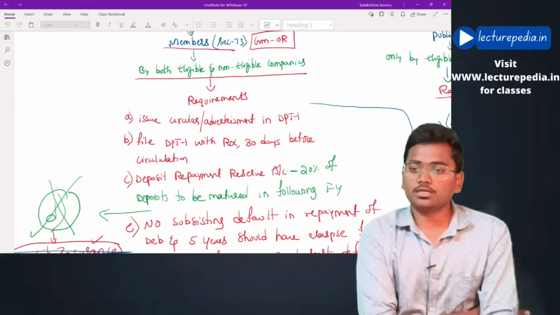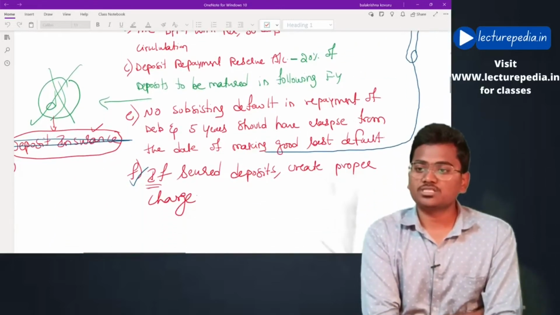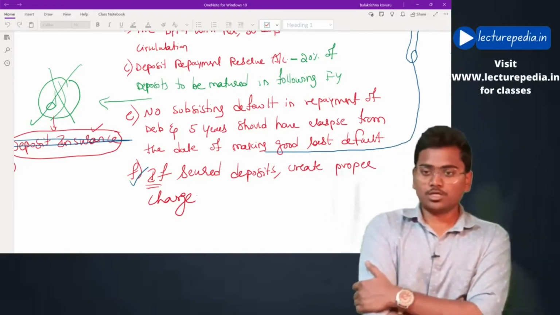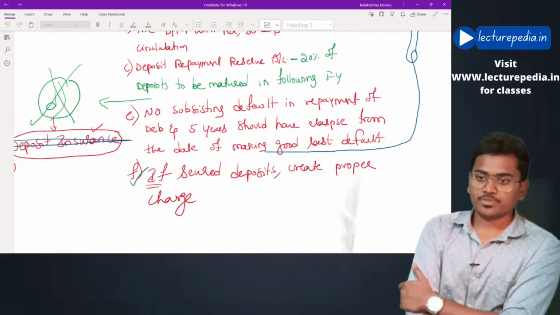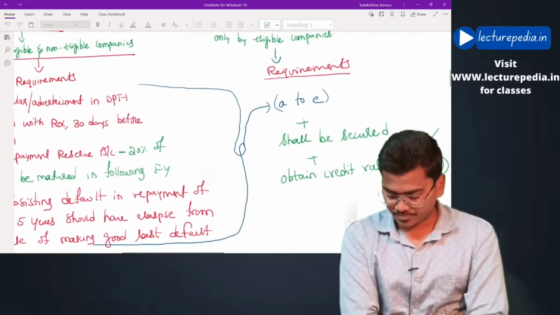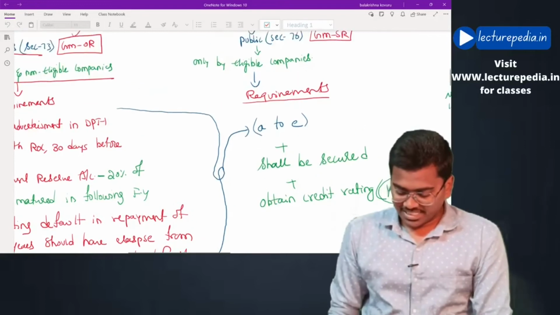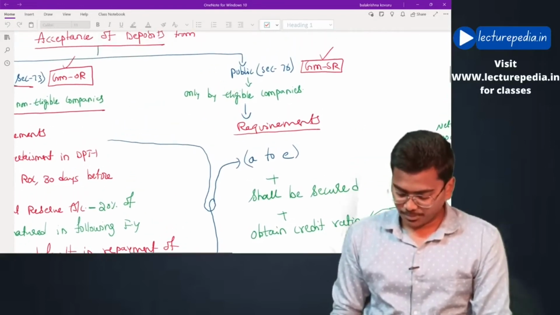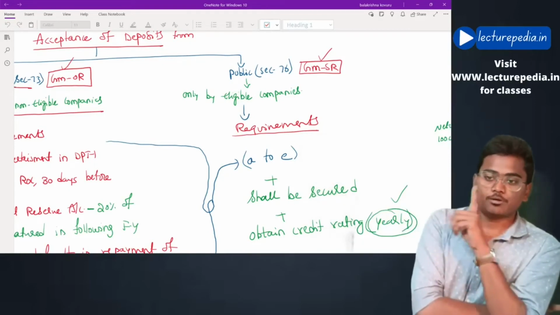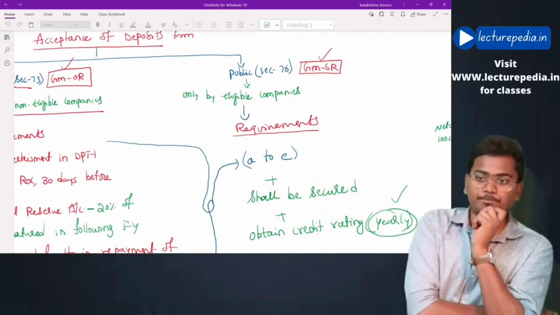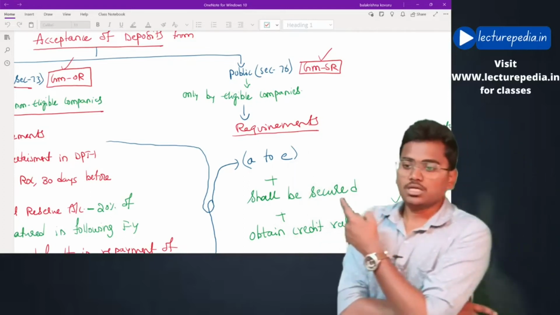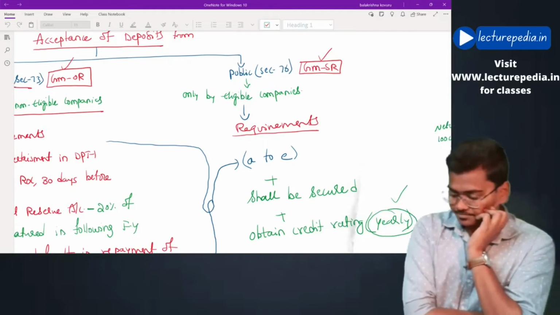I'm scrolling it. Next, make a note of this. Point number F. You can pause and you can make a note. Next, moving to here. Only E to F in the public portion, raising from public. Point A to E. Plus shall be secured and obtain credit rating. Hope you are done.